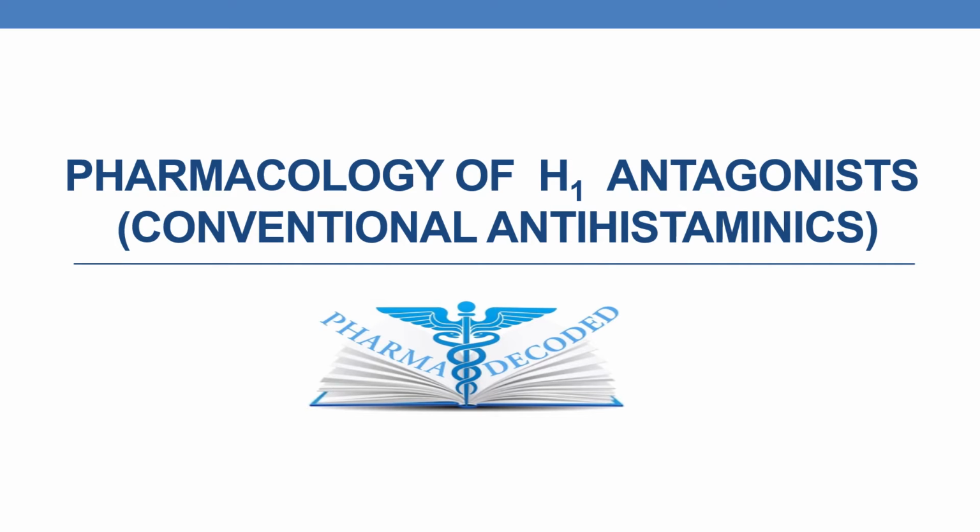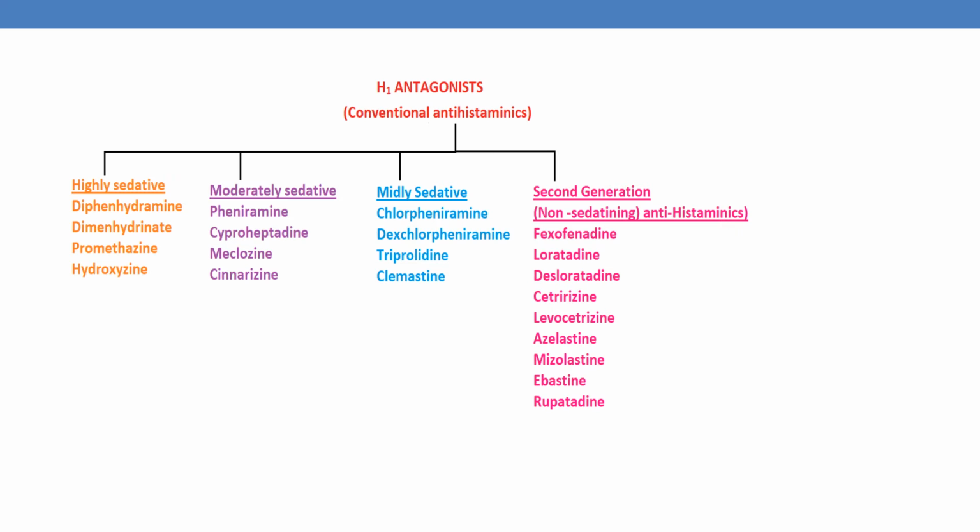Hello everyone, now let us discuss the pharmacology of H1 antagonists, which are nothing but conventional antihistaminics. First, coming to the classification of H1 antagonists, they are categorized based on the sedation they produce. They are highly sedative, moderately sedative, mildly sedative, and second generation, which are non-sedating antihistaminics.